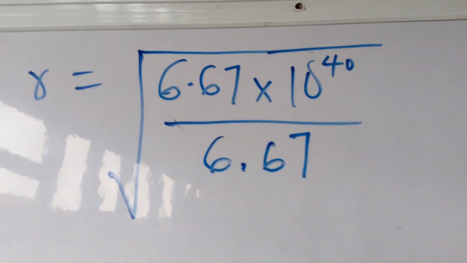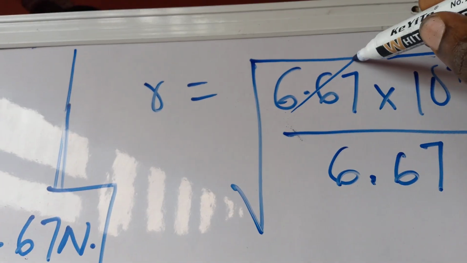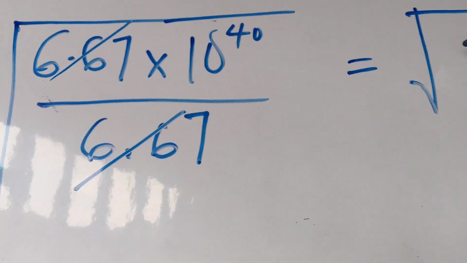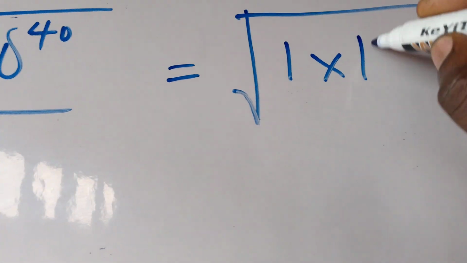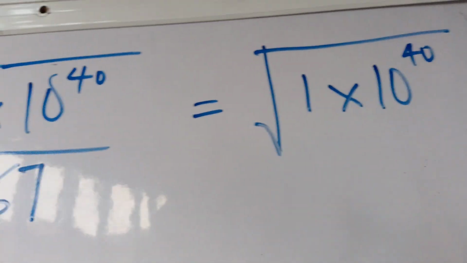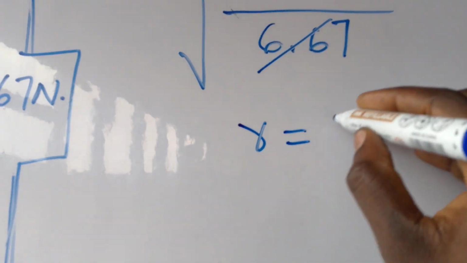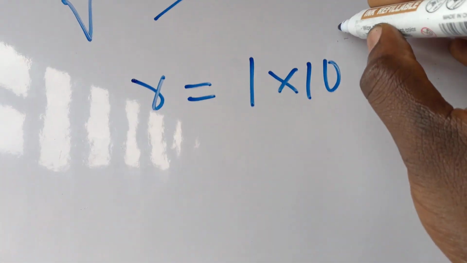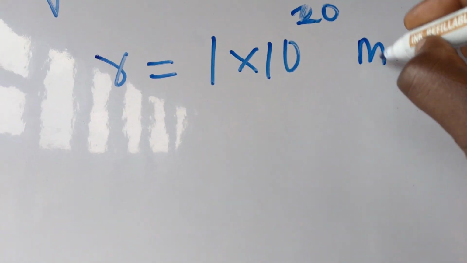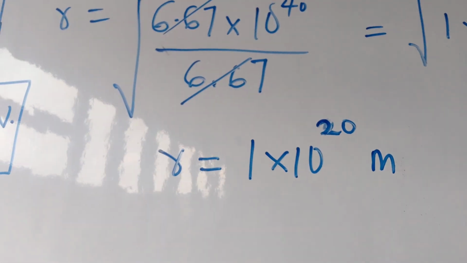When I do the division, this can eliminate this, and I'll have the square root of 1 times 10 raised to the power 40. Now if I find the square root of that, I have my radius as 1 times 10 raised to the power 20 meters. That's the radius, or the distance between them.